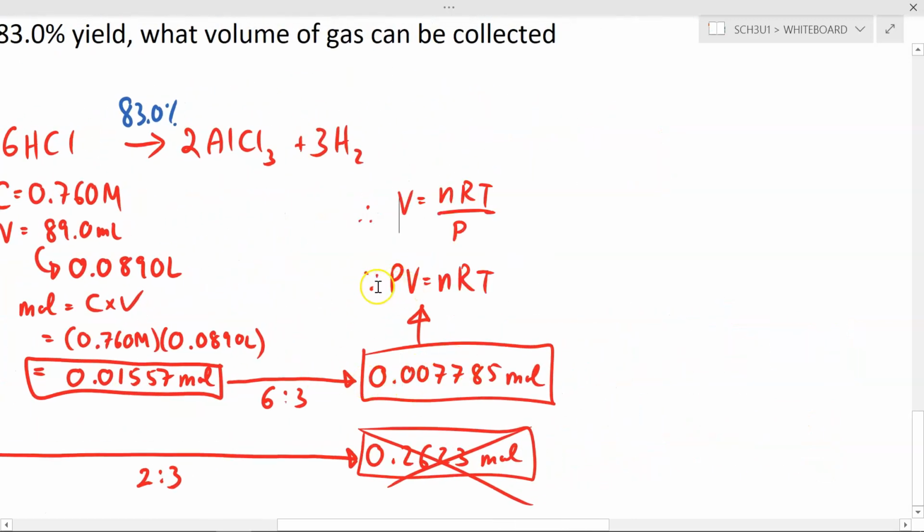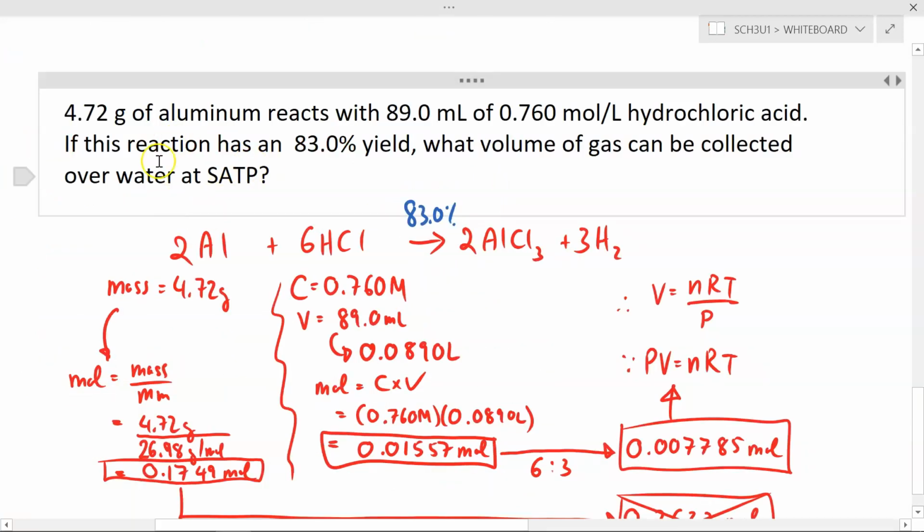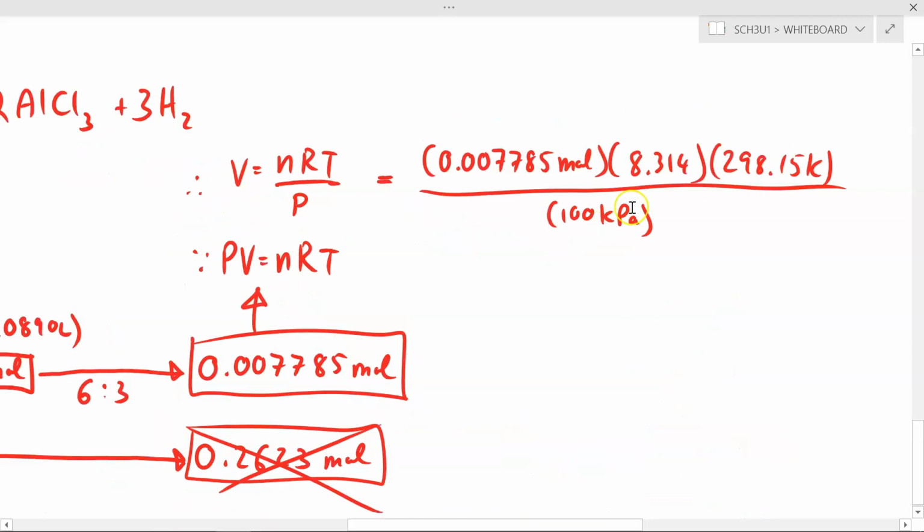To find the volume, I'm going to use the ideal gas law, PV equals nRT. Rearranging it, we get V equals nRT over P. Because this reaction occurs at SATP, so standard ambient temperature pressure, I know that ambient temperature is 298.15 kelvins, while ambient pressure is 100 kilopascals. I'm going to punch in 8.314 as my universal gas constant and take my mole value and substitute in here.